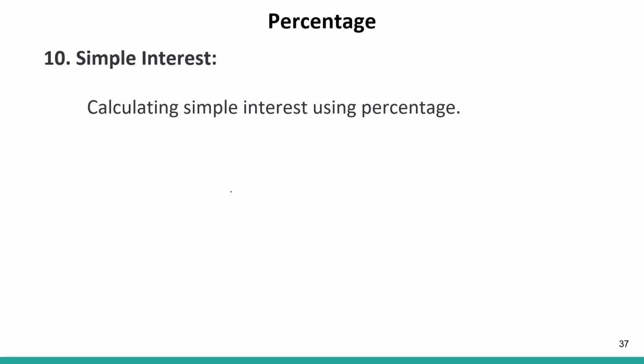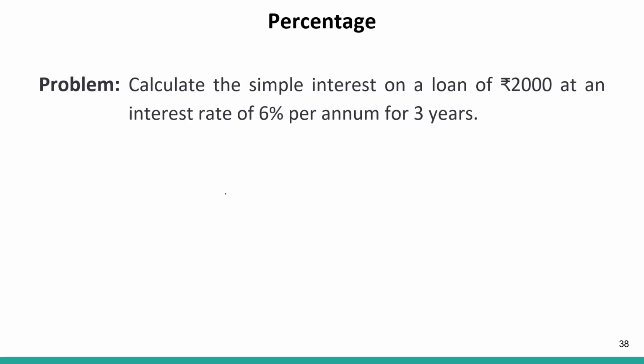So the 10th kind of problem is on simple interest. So calculating simple interest using percentage. So let's see a problem on this. Calculate the simple interest on a loan of 2000 at an interest rate of 6% per annum for 3 years. Okay, so you have to calculate the simple interest on a loan of 2000.